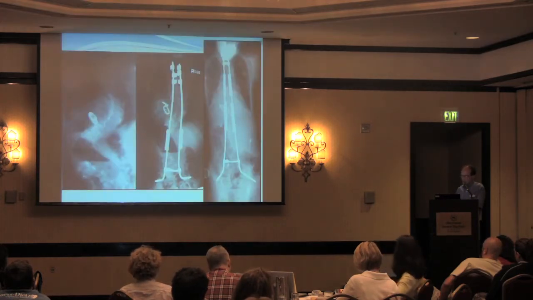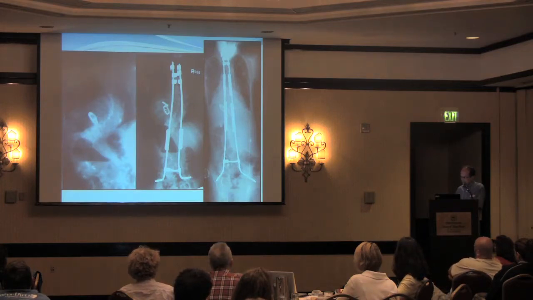For some of the more extreme cases, growing rods can be used, and this is a patient who had an infantile curve that was treated with this set of rods, and you can see how it elongated and expanded the spine and allowed it to grow straighter and straighter.